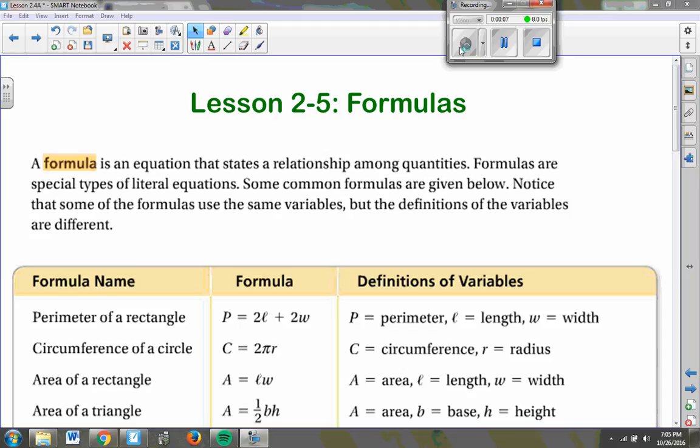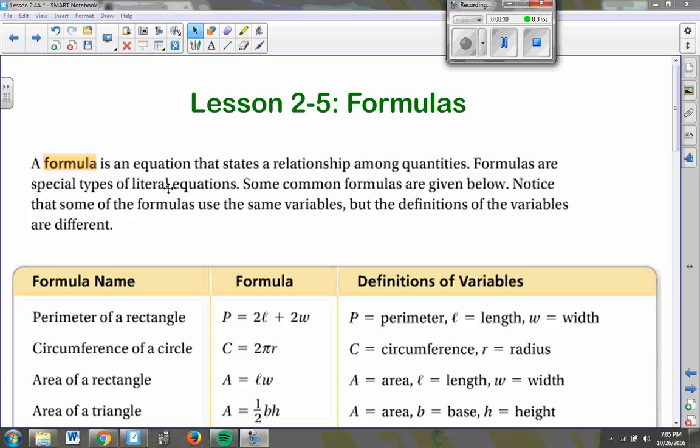Today we're going to be talking about formulas, which are equations that involve multiple variables, but allow us to actually find some values in the real world. A formula is an equation that states a relationship among different quantities, a special type of literal equation like we looked at yesterday.